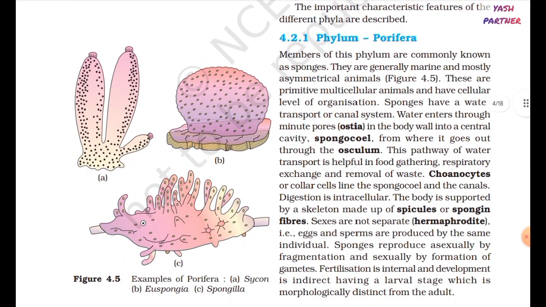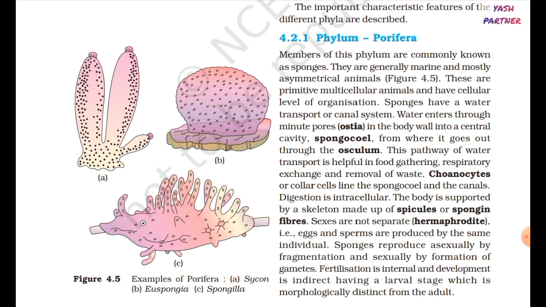4.2.1 Phylum Porifera. Members of this phylum are commonly known as sponges. They are generally marine and mostly asymmetrical animals. Figure 4.5. These are primitive multicellular animals and have cellular level of organization. Sponges have a water transport or canal system.